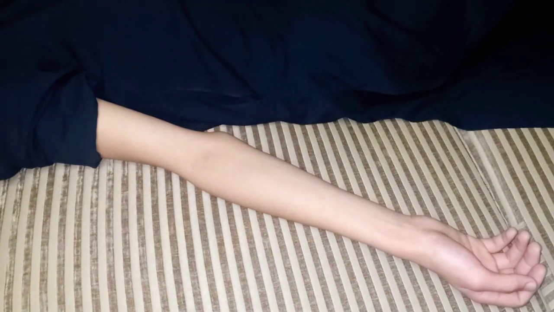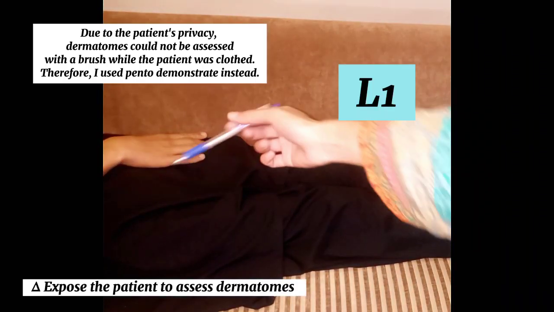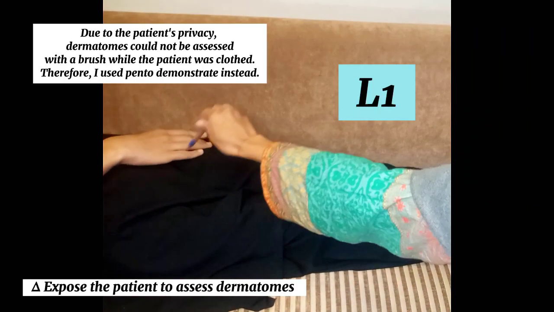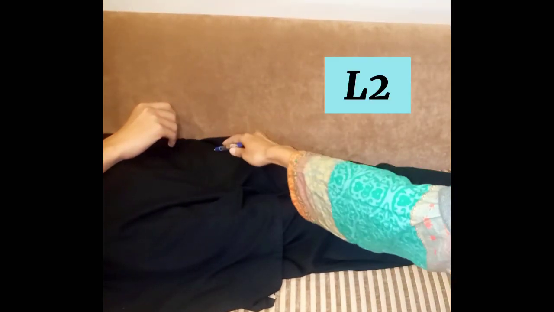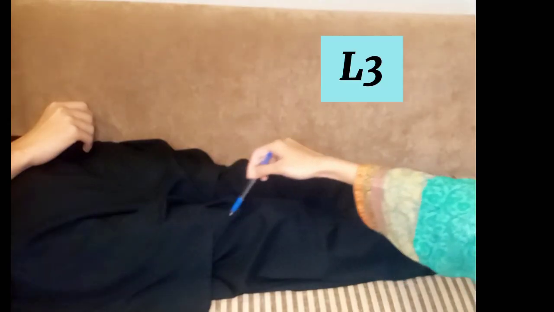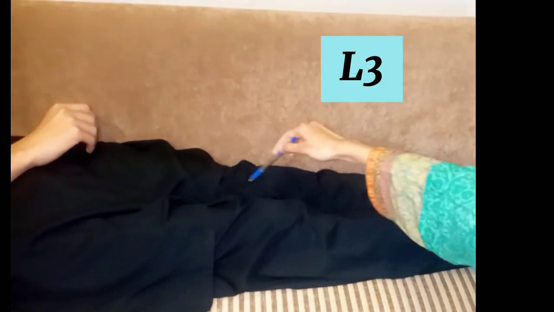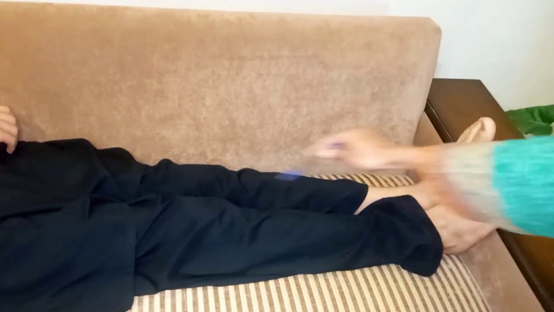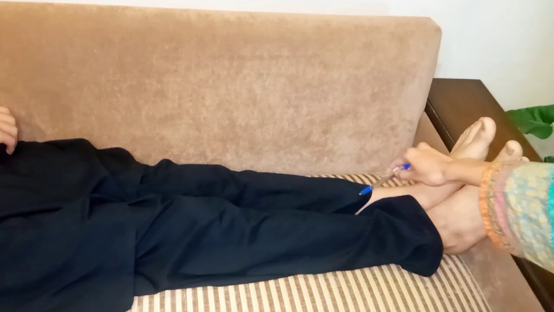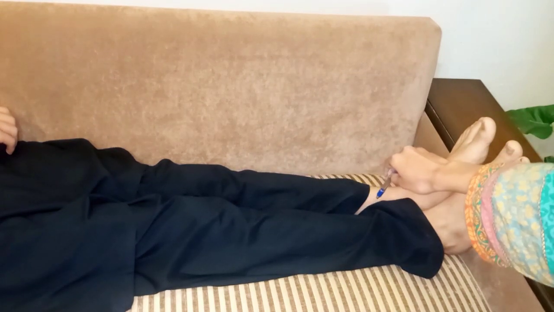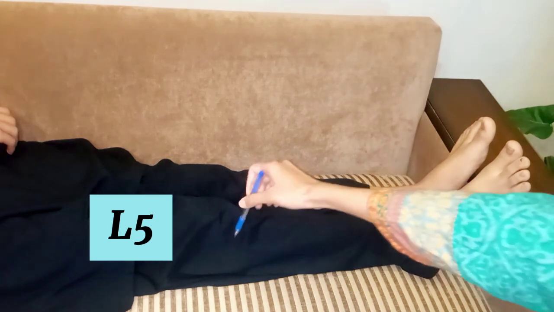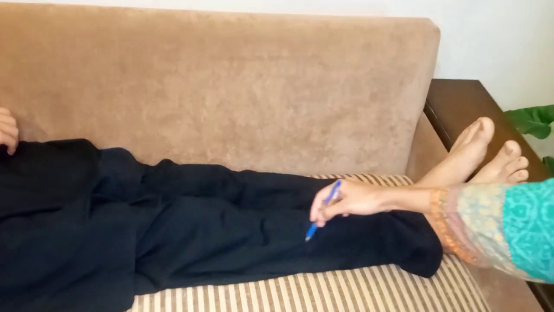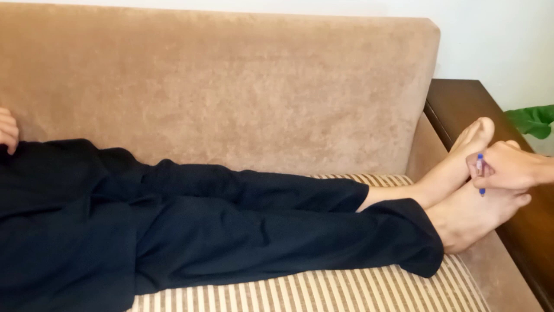Now we are going to assess the dermatomes of the lower limb. So first we have L1, that is around the inguinal ligament area. Then L2 is at the anterior of the thigh. Then L3 is around the knee. Now L4 dermatome is around the anteromedial aspect of the lower limb, as well as it also supplies the medial malleolus. Now this is L5 dermatome that supplies the anterolateral aspect of the lower limb as well as the front of the foot.